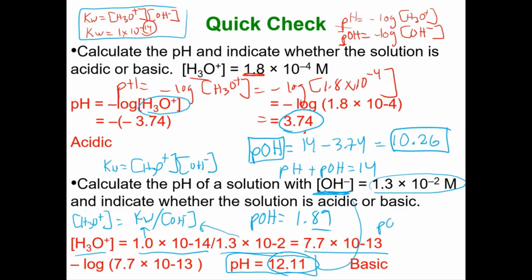There is another way. You could do the pOH by just doing the negative log of the hydroxide. But why deal with another log function if we already have pH? What you could have done is gone from hydroxide concentration straight to pOH and then worked back that way. But there's more than one way to solve this. And you'll see that on the homework problems.